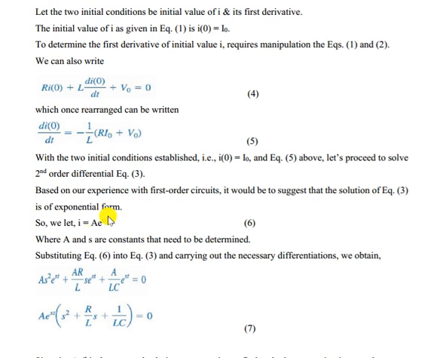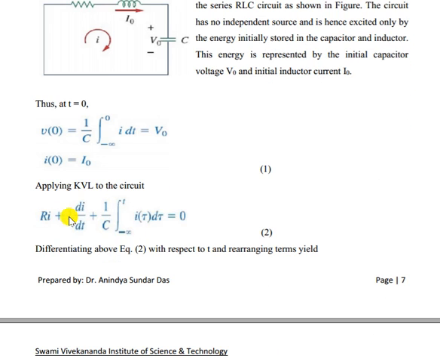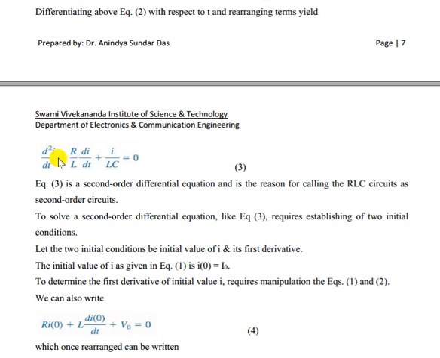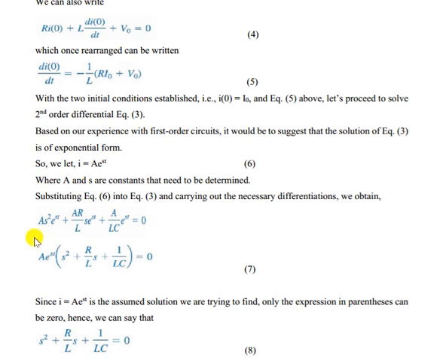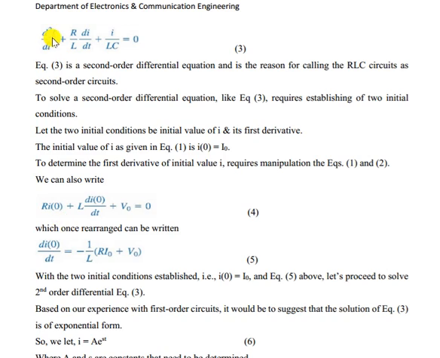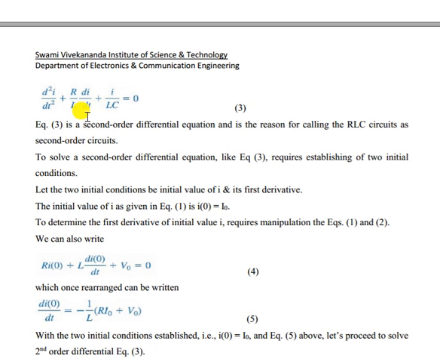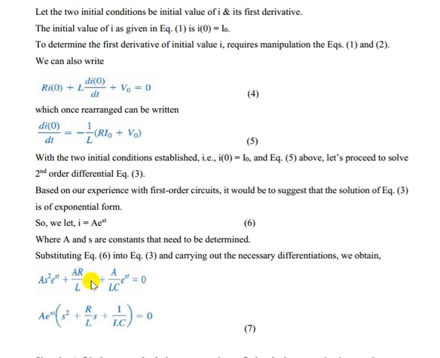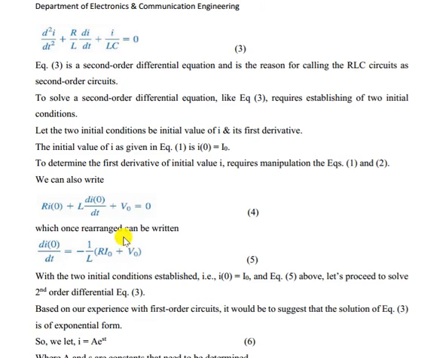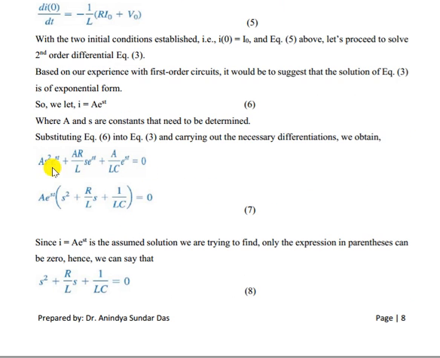Now we can write this by putting i equal to A e to the power st. If we put it in the expression, then what we will get? Because we have to do double differentiation, we get A s square e to the power st. Di by dt is R by L, A s e to the power st. And the last term is i by LC. Now we can take common factor A e to the power st, then s square plus R by L s plus 1 by LC is equal to 0.